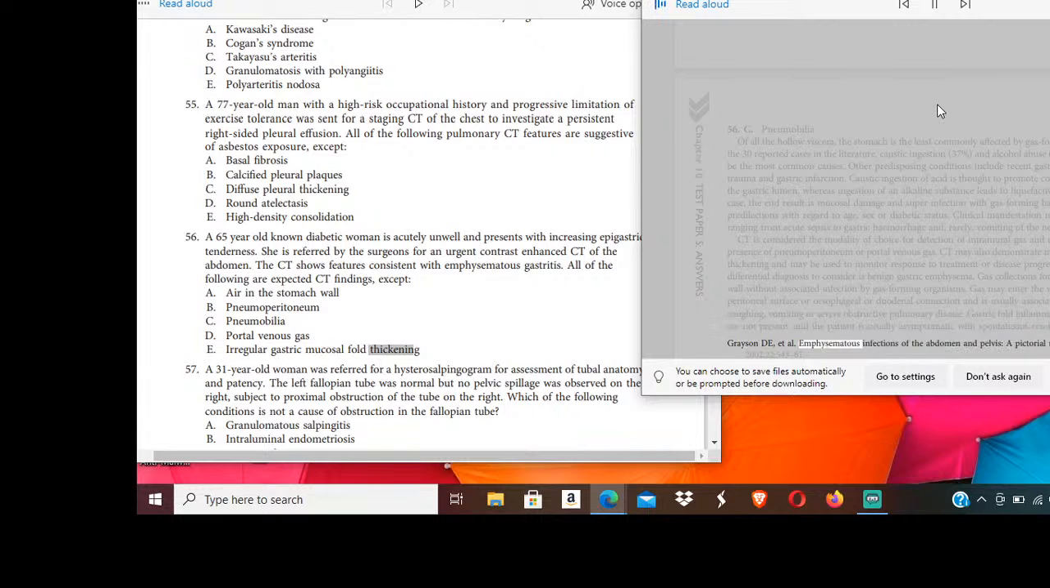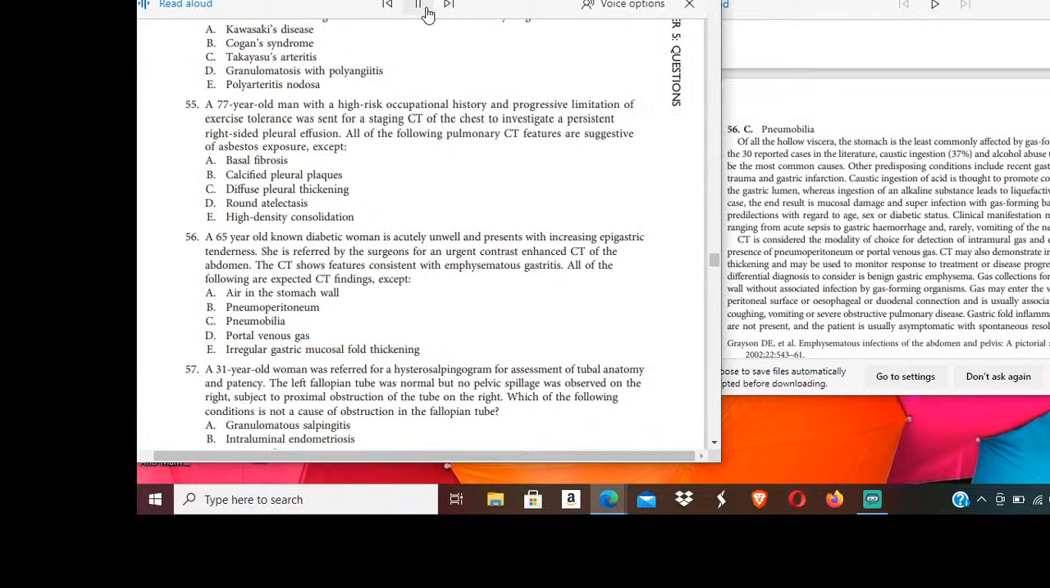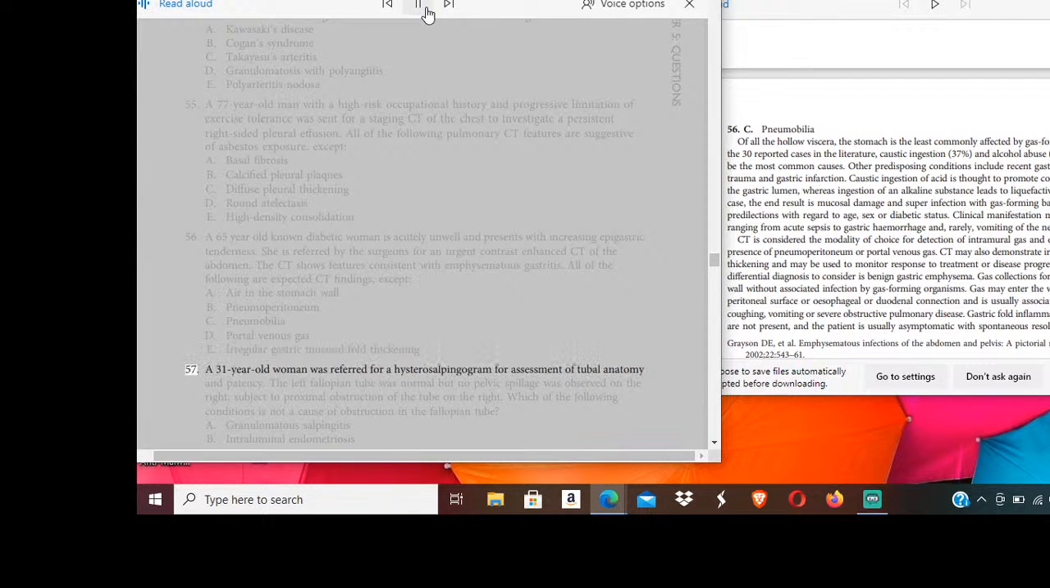Grayson D, et al., emphysematous infections of the abdomen and pelvis, a pictorial review. Radiographics. 57. A 31-year-old woman was referred for a hysterosalpingogram for assessment of tubal anatomy and patency. The left fallopian tube was normal but no pelvic spillage was observed on the right, suggesting proximal obstruction of the tube on the right.